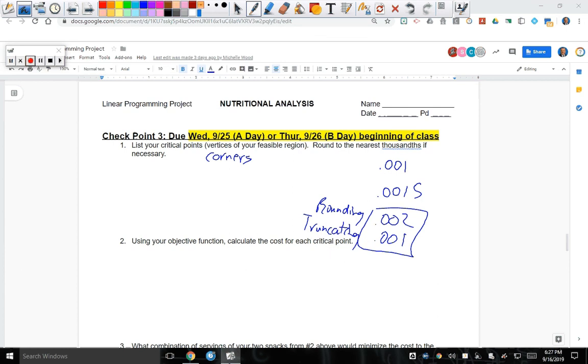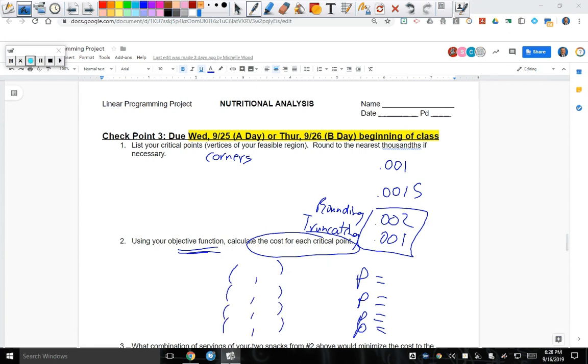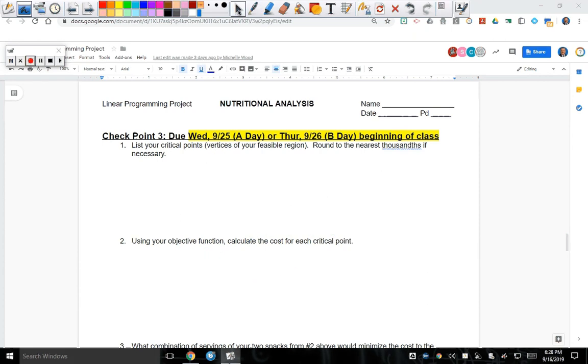Okay. Use your objective function. Calculate the cost for each critical point. So basically, remember how we were doing the P's and we were trying to maximize these P's today in class, and we got it from 4 points, okay? And then whenever we actually plugged them in, we could see how much we were getting on each one of these to see which one would be the maximum or the minimum, okay? And that's what we're doing right there in step 2.